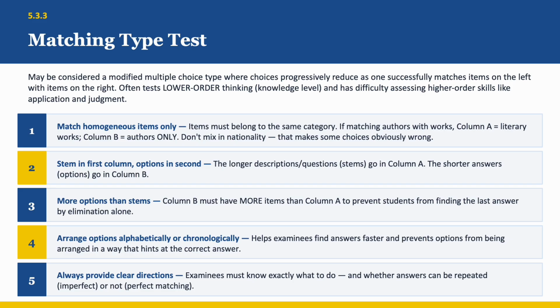Guideline number 4. Arrange column B alphabetically or chronologically. So, this prevents the arrangement itself from hinting at the answer and makes it faster for students to scan. And guideline number 5. Always provide clear directions. So, students must know exactly what to do, and specifically whether an answer in column B can be used more than once.